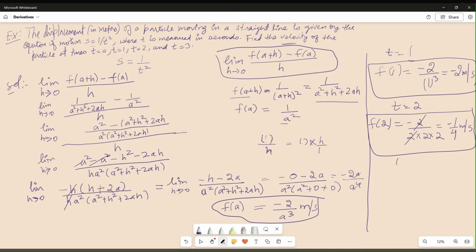When t is equal to 3, f prime of 3 is equal to negative 2 over 3 cubed, which is negative 2 over 3 times 3 times 3, which is 27, meters per second. So here is your solution to this problem.